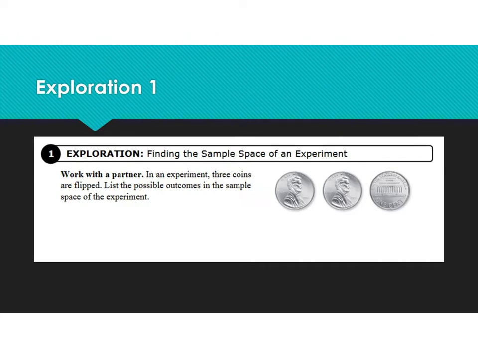On exploration 1, it asks, in the experiment, we have 3 coins that are going to be flipped. List the possible outcomes in the sample space. So what is every possibility you can get from flipping 3 coins? We have to look at it methodically. The first coin could be a heads, the second coin could be a heads, and the third coin could be a heads. Or you could have heads, heads, and tails. Or heads, tails, and heads. Or heads, tails, and tails.